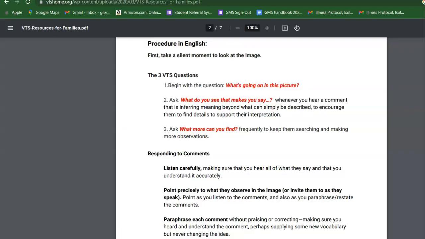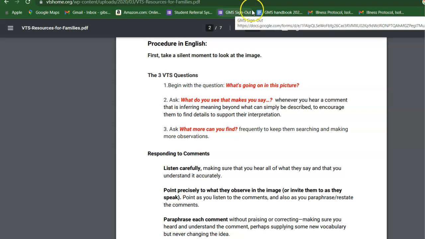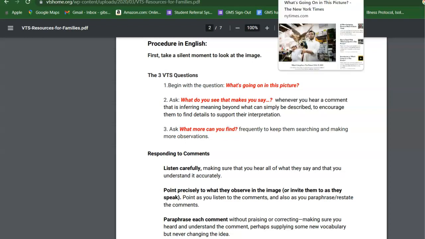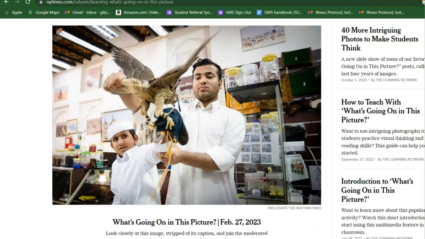So, how does it actually work? Well, here's the procedure. We start with a question. What's going on in this picture? What do you see that makes you say what you said? Repeat back what they said so everyone can hear it. Because those students, even though they've been elected to speak, are not always particularly comfortable with it. And finally, what more do you see?